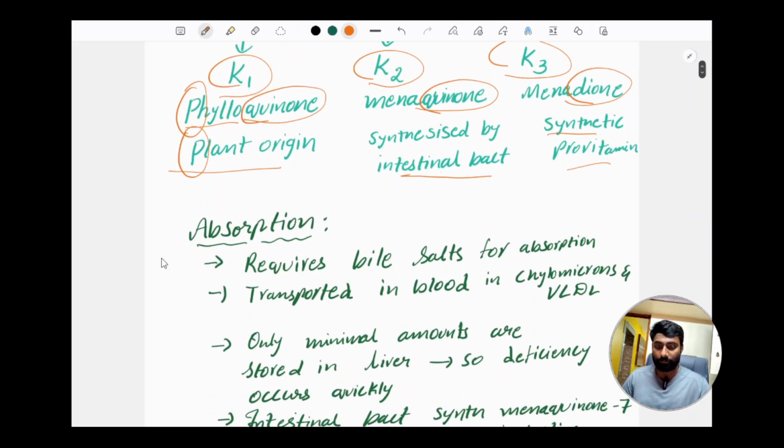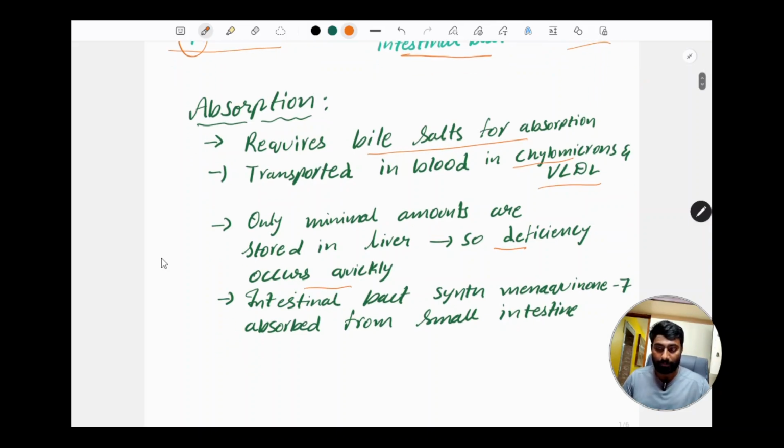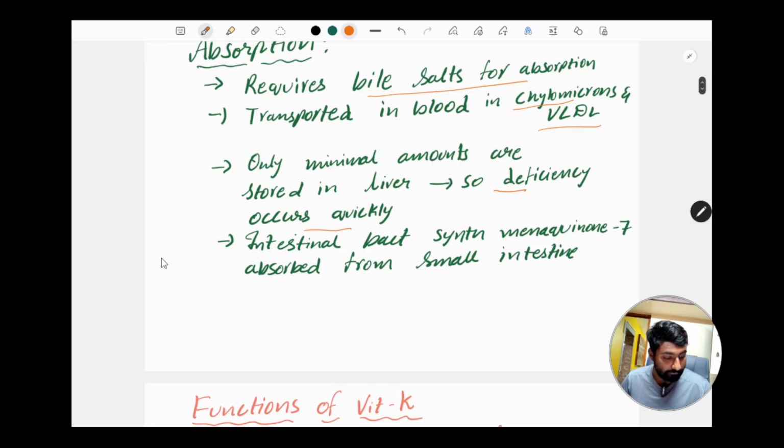If you see the absorption of vitamin K, since it is a fat soluble vitamin, it requires bile salts for its absorption and it is transported in the blood in the form of chylomicrons and VLDL. Since the liver stores only minimal amounts, any deficiency will occur quickly. Since intestinal bacteria synthesize menaquinone, it will be absorbed immediately from the small intestine.